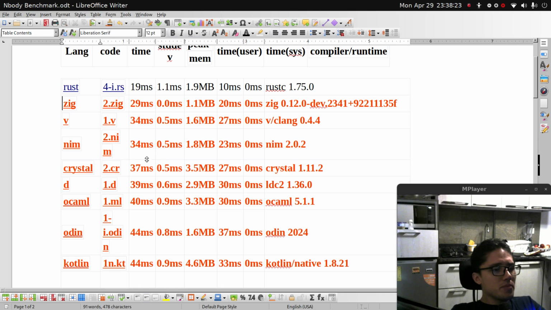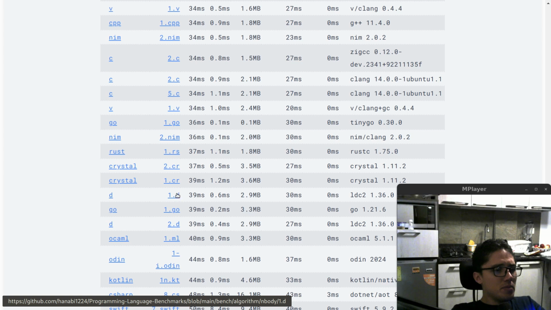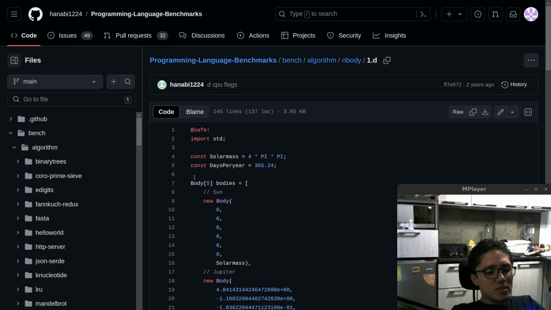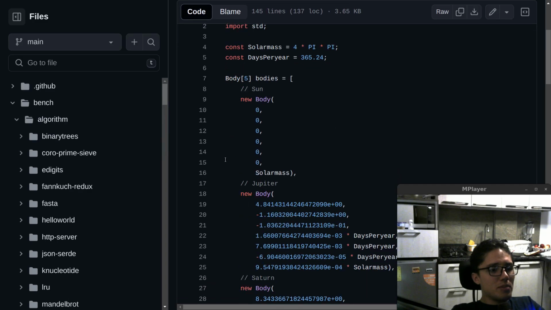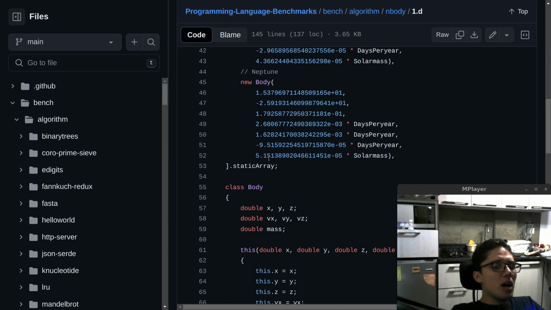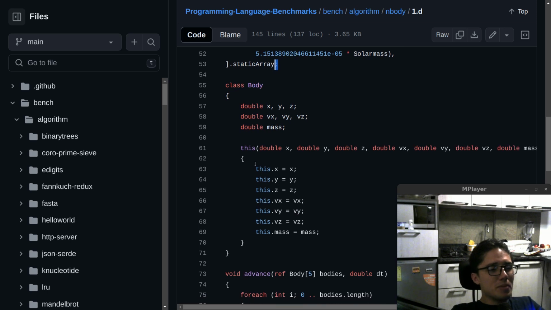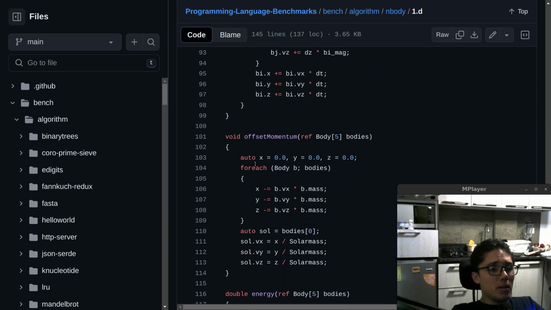Okay, our document. Now we have D. 1.d. Okay. D, where are you? 2.d, 1.d. Well, I guess we'll use 1.d. This is not bad. I mean, bodies, five bodies, as you can see right here. Jupiter, Saturn, not bad. I like this. The problem here is you have to end your line with semicolons. That's a bit of a problem for my taste. But the syntax in general is not bad. I mean, it's acceptable, I would say.